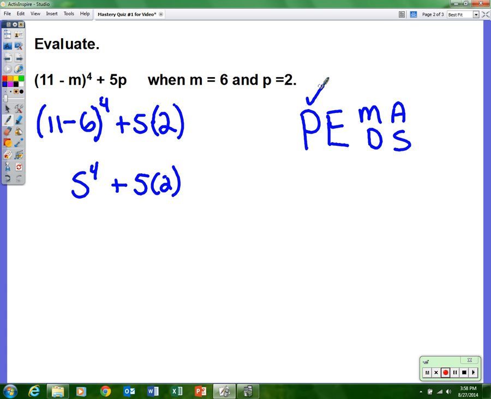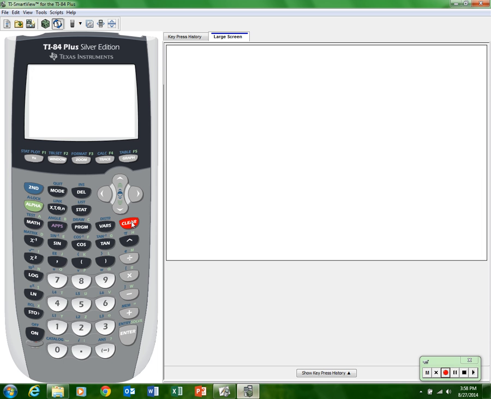Next thing is the exponent. Well, I'm going to use the calculator to help me out here. All right, so we are going to go ahead and take 5. Use your caret key on the calculator, and then 4. So 5 to the 4th power.